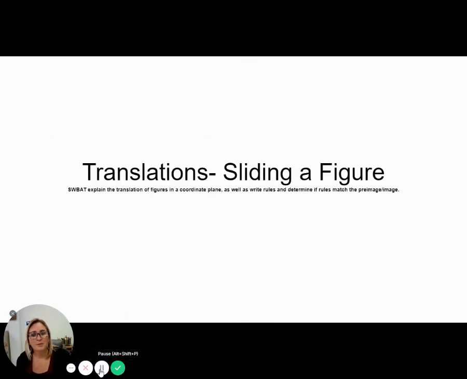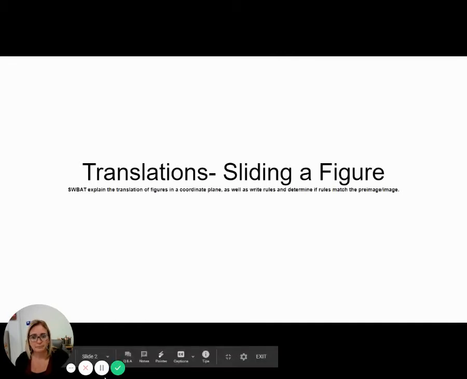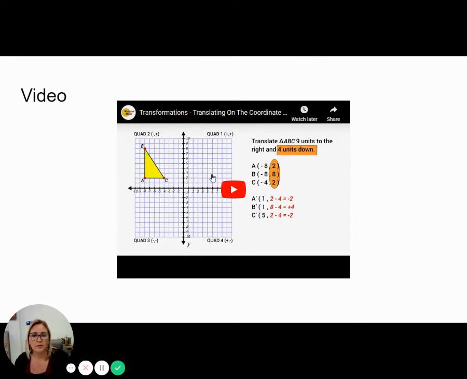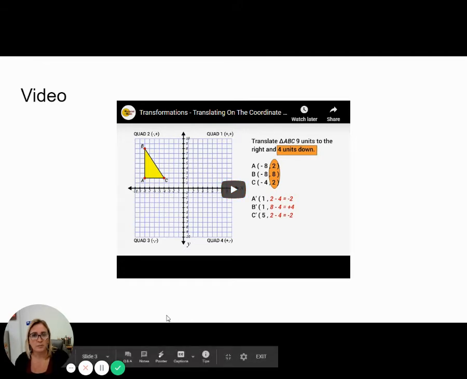Okay, so hopefully we were all able to get that correct. Like I said, we are working on translations, which is basically sliding a figure from one place to another, okay? So we're going to be working with figures in the coordinate plane, and we're going to be writing rules and determining if rules match what is called a pre-image and an image. Okay, in the slideshow that I'm attaching to Google Classroom, there will be a video in there if you feel like you need a little bit more practice that you can access later on.